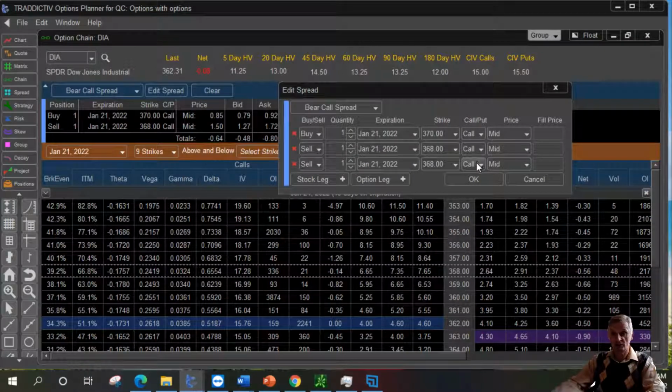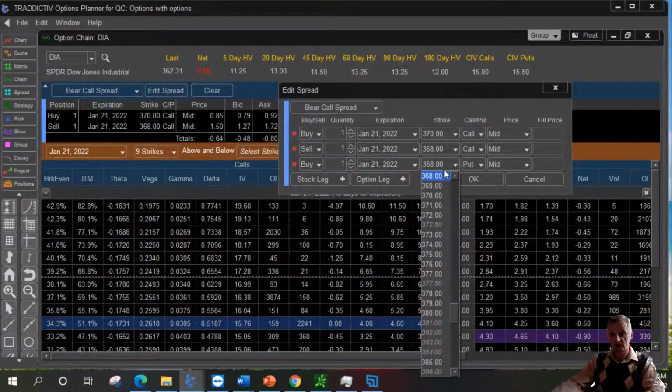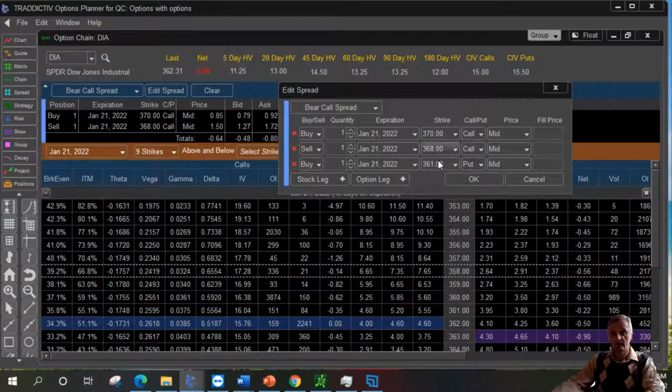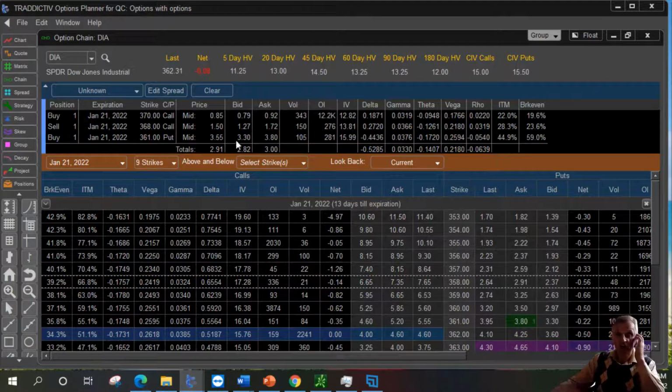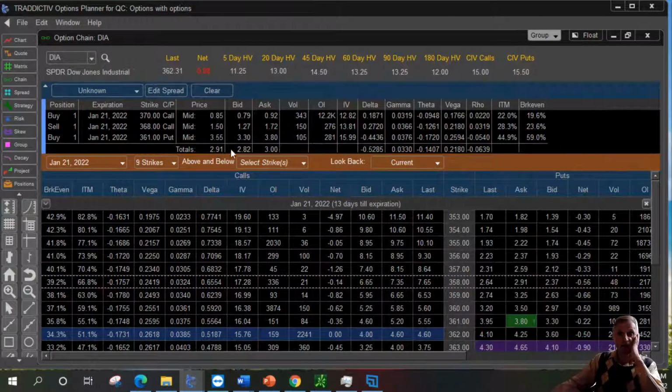I'm going to change the call into a put, and it's going to be a buying. So we are buying a put. And we said we're going to do the 361. So when I click here 361 and click OK, I will notice that that particular cost is $291, already counting that I have received the 64 cents from the sale.